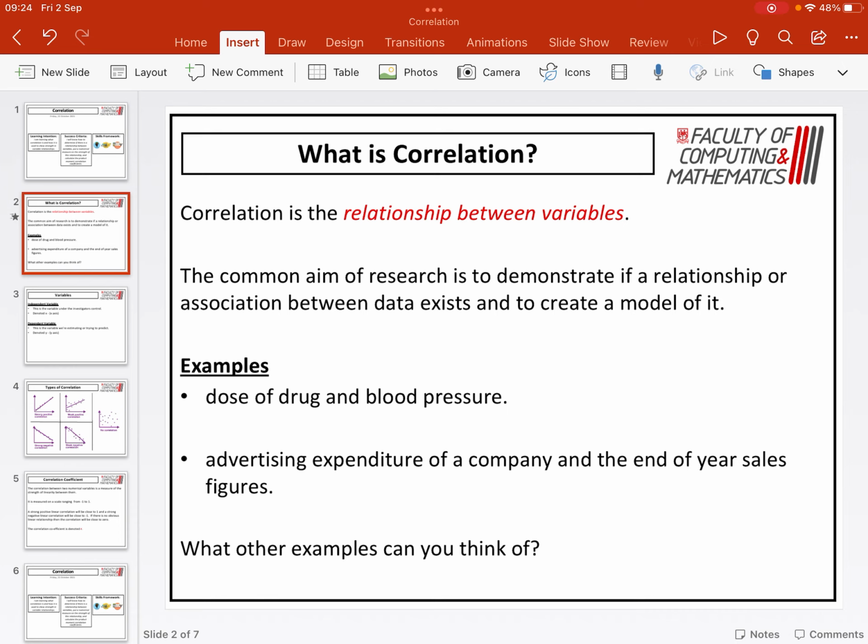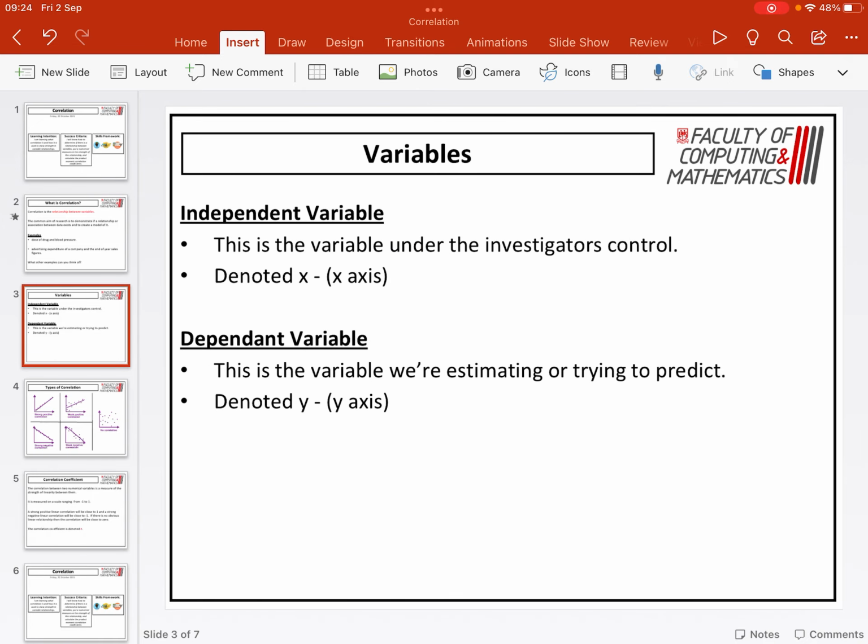When it comes to correlation, it's important that we understand different types of variables. We always have an independent variable and a dependent variable. The independent variable is the variable that's under the investigator's control. So that is something that the investigator can influence, can change, can vary. This is then denoted with X, which basically means it's on the X-axis of the graph. The dependent variable, that's the variable that you're trying to estimate or trying to predict. It's denoted with Y. So the dependent variable depends on the changes that are made in the independent variable.